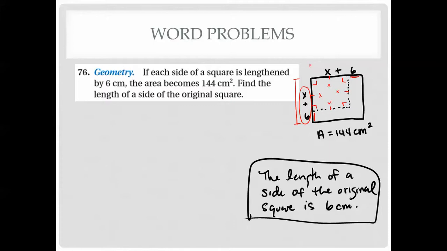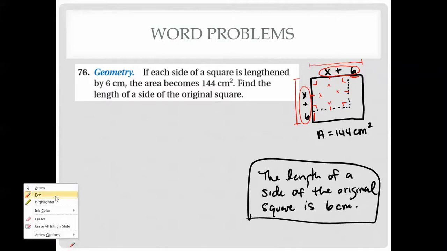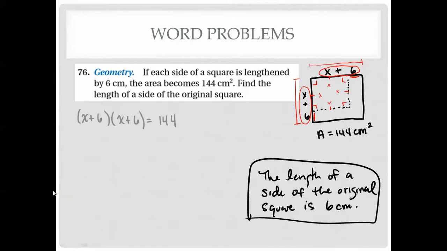And that's going to be the same because a square has 4 congruent sides. So that's x plus 6 as well. We know the formula for area is length times width equals area, or area equals base times height. So our length times our width equals the area. X plus 6 times x plus 6 equals 144.